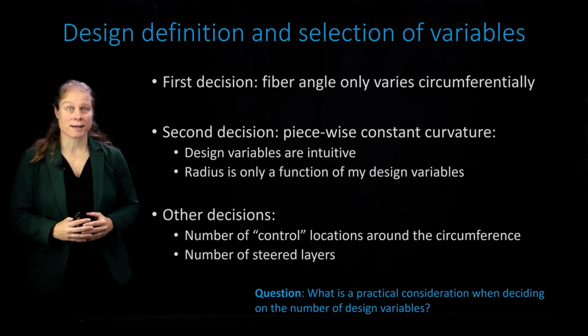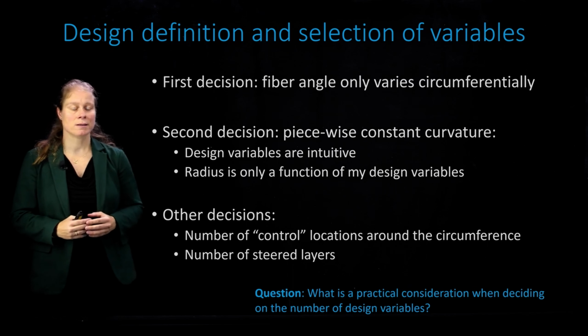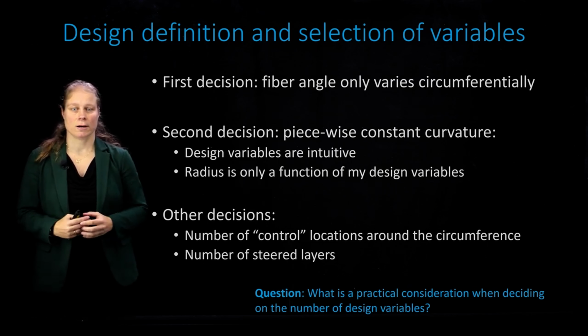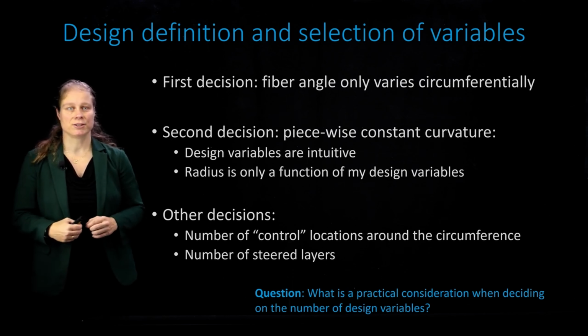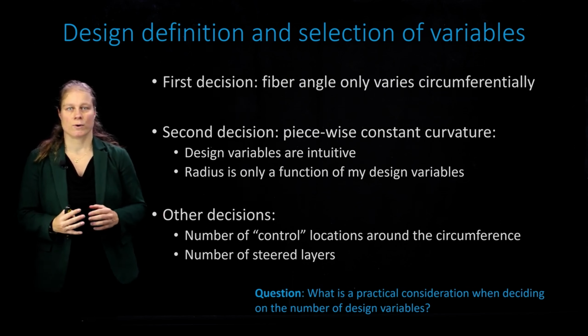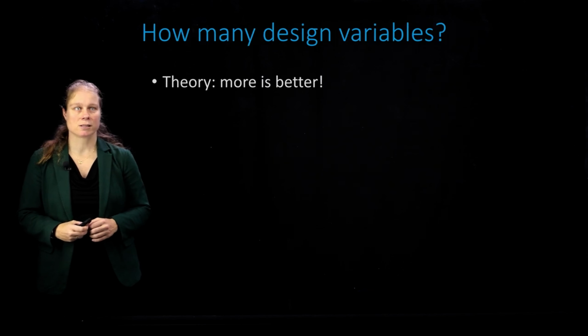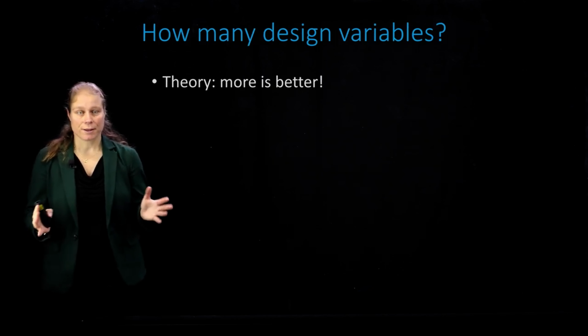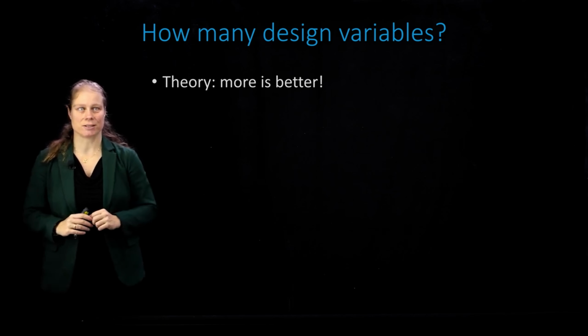Okay, welcome back for this second video where I discuss an engineering optimization problem and discuss some of the decisions that you go through when you define an optimization problem and how you can use your engineering knowledge to make these decisions. I left you with the question, what is a practical consideration when you decide on the number of design variables to use in your optimization? Well, if your answer was, the more the better, in theory, you are correct. But my question was, what are the practical considerations?